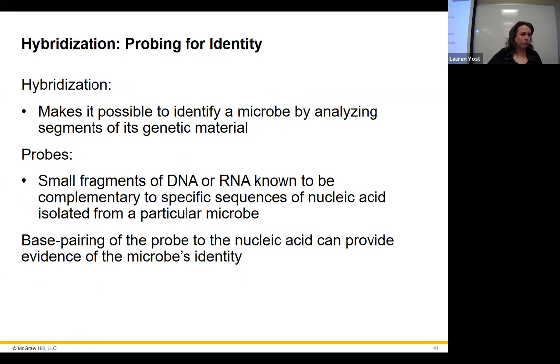Next, we have hybridization. So PCR is looking at, amplifying a specific sequence. If it amplifies, it's positive. If it doesn't, it's not the right sequence, it's not positive. Okay?